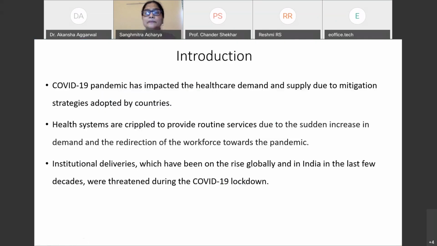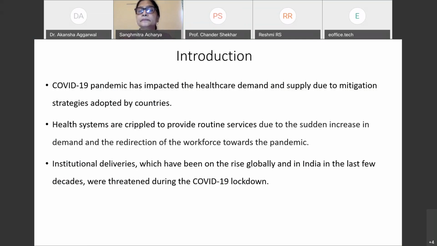Yes. So a brief introduction about the study. We all know that the COVID-19 pandemic has impacted healthcare demand as well as supply because of the mitigation strategies which were adopted by various countries. And the health systems were crippled in providing routine care services because of the sudden increase in demand and the redirection of the workforce towards the pandemic.